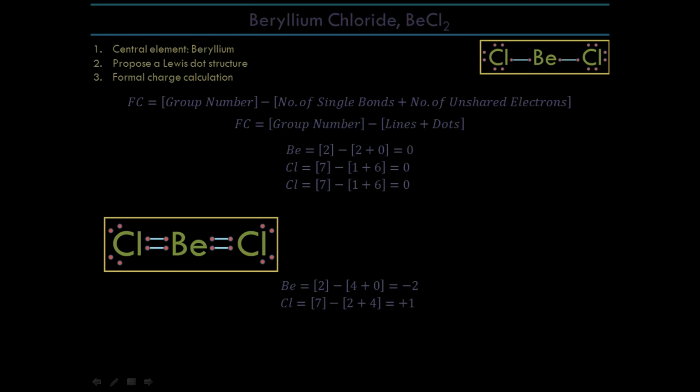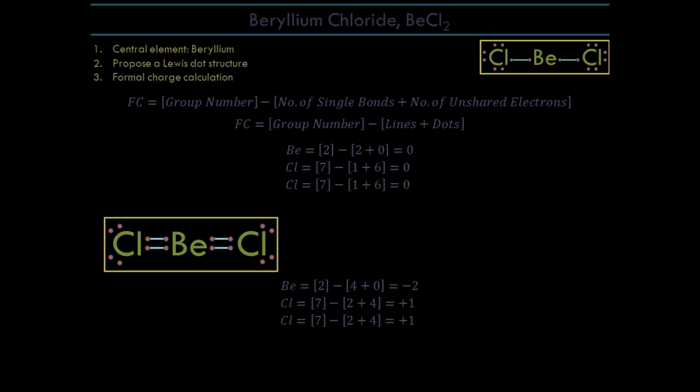Since this is symmetric, the other chlorine has the same computation in terms of formal charge. Group 7, 2 lines, 4 dots plus 1. So you take the sum of this, negative 2 plus 1 plus 1, 0. So it supports the fact that this is a molecule. It has no charge. It's not an ion. It's not a polyatomic ion.